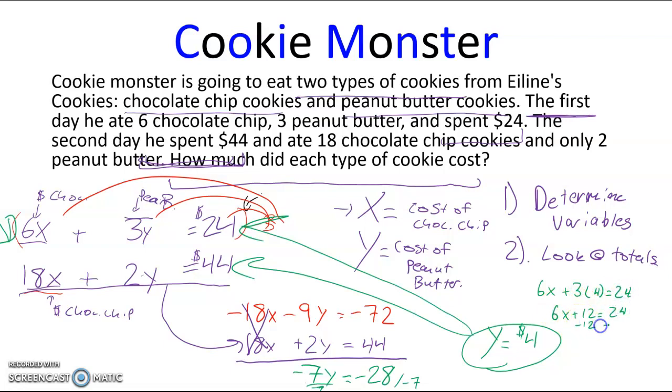I'm going to subtract the 12 on both sides. 6x is equal to 12, which means that x is equal to $2. And that tells me that the cost of chocolate chip cookies is $2, and the cost of peanut butter cookies is $4. All right. Alrighty.